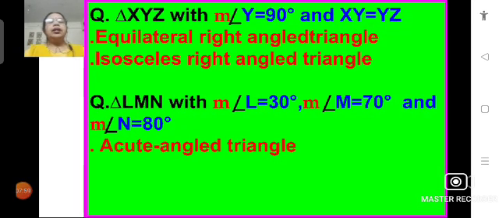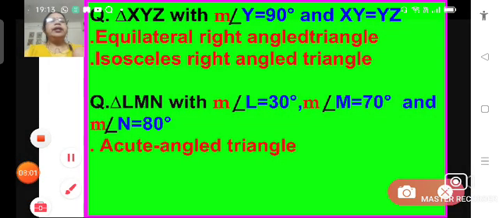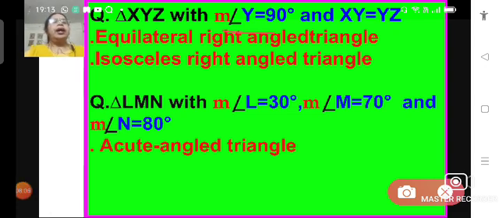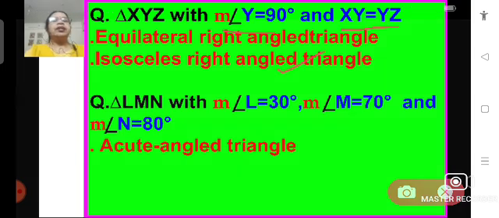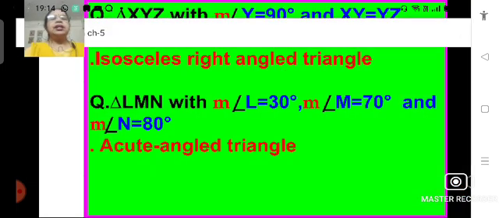Next question. Triangle XYZ with measure of angle Y 90 degree and XY is equal to YZ. So here we have a 90 degree angle and two sides are equal. So what kind of triangle is this? This is an isosceles right angled triangle. Two sides are equal and one right angle is there. So isosceles right angled triangle is the correct option for this.